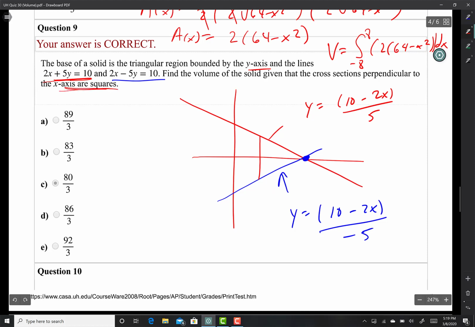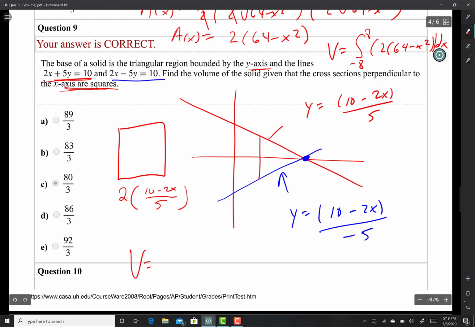So it should be pretty easy. So here is my cross section. And this distance here is just upper minus lower. As you can see, it's almost the same line. So this minus a negative this, that's going to turn into a positive. And you're going to have two of those. So 2 of the 10 minus 2x over 5. And since this is a square, all sides are the same.